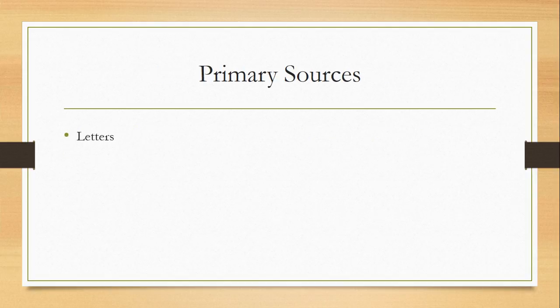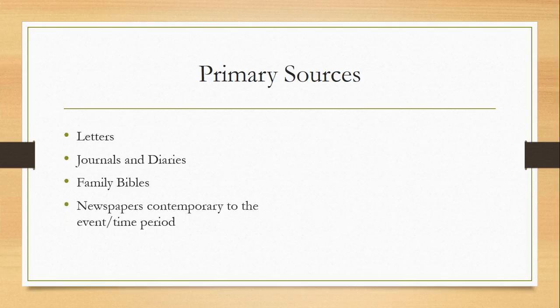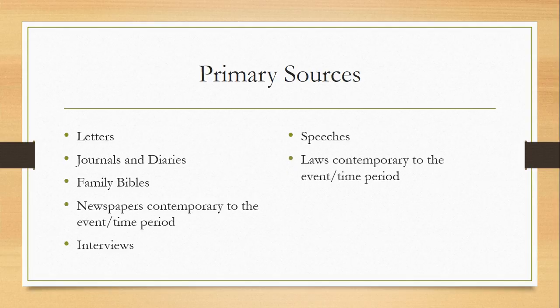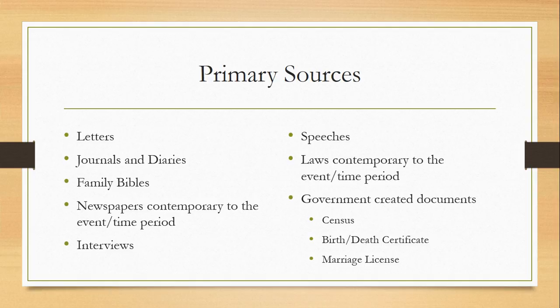Here are some primary sources that may be helpful to you: letters, journals and diaries, family Bibles, newspapers that were contemporary to the event or time period when your ancestors were alive, interviews, those family interviews that you did to help you get ready for today's class, those are primary sources, speeches, laws that were contemporary to the event or time period, and government-created documents. That means census forms, birth certificates, death certificates, marriage licenses. And these are actually going to be the primary sources that we're going to focus on today.